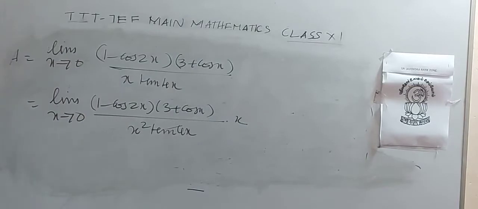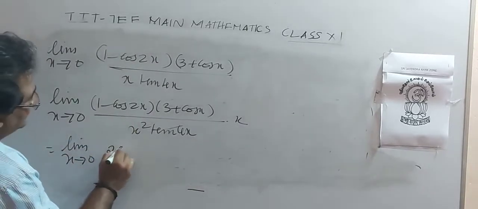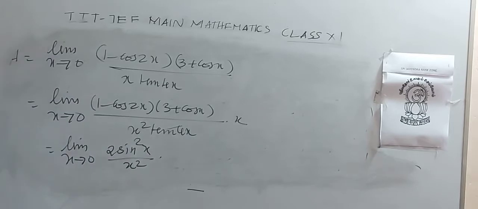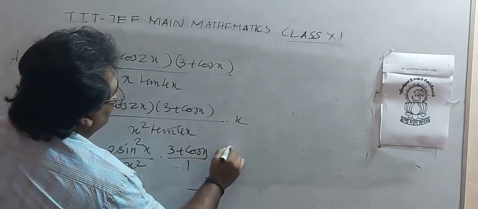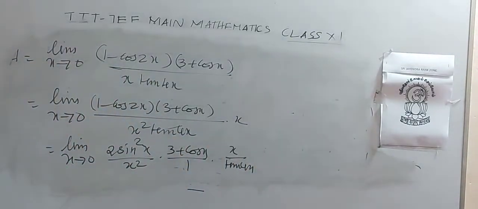So multiplying numerator and denominator by x, so x squared tan 4x, equal to limit x tends to 0, 2 sin squared x by x squared, into 3 plus cos x, into x by tan 4x.